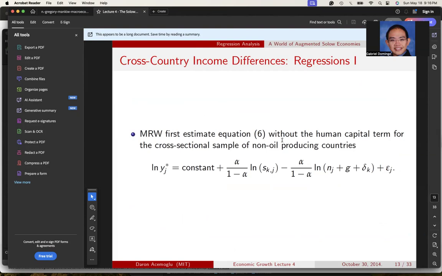MRW will first estimate equation 6 without the human capital term. So basically, it's the model that we have been working on. So ln y, or the log of output per worker, is going to be a function of, look at this, n, g, and delta. So these are exactly the variables we've been studying so far, whereas n is the growth rate in population, on workers, the worker size, the number of workers. g is the estimate of your total factor productivity. Delta is your depreciation rate.